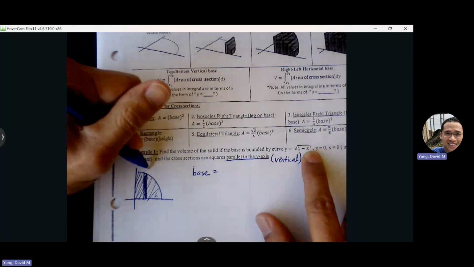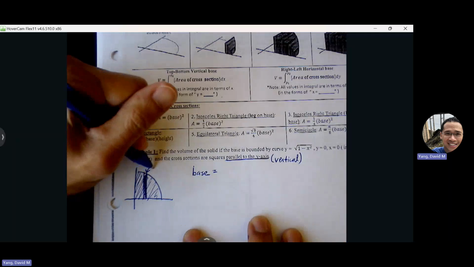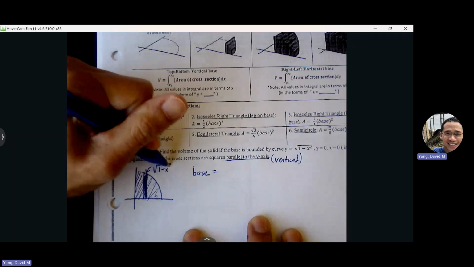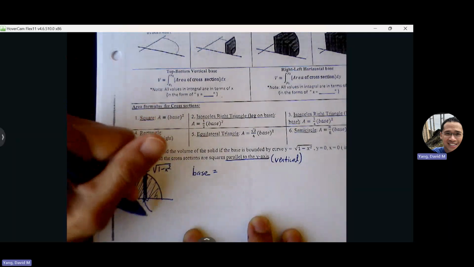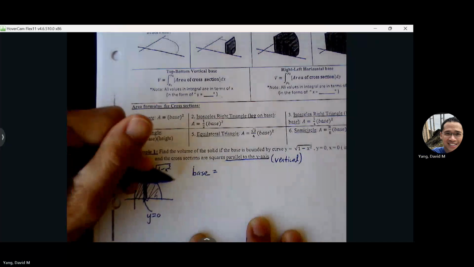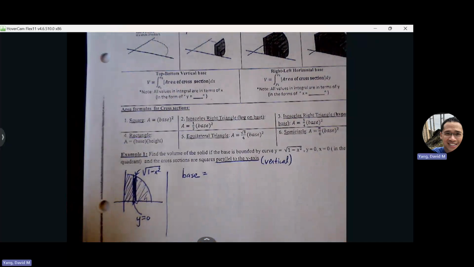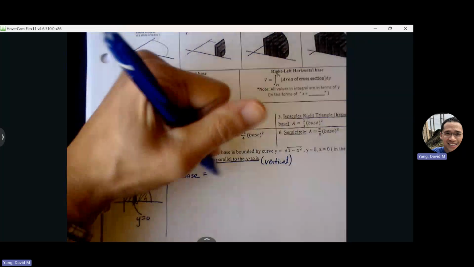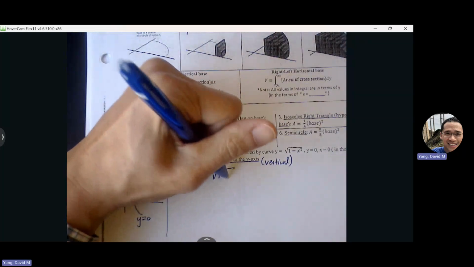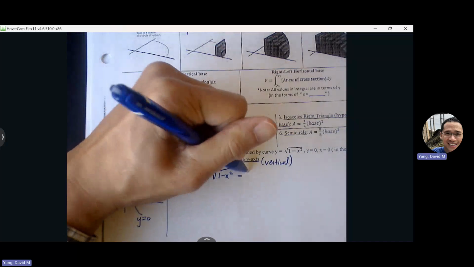Okay, so the top of my base length is sitting on the root 1 minus x squared. The bottom is sitting on y equals 0. And we're just going to set up that length just like how we would in a previous section. So root 1 minus x squared minus 0.